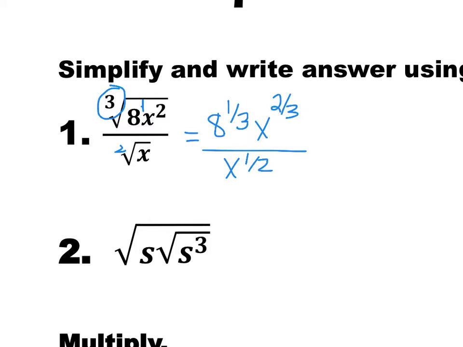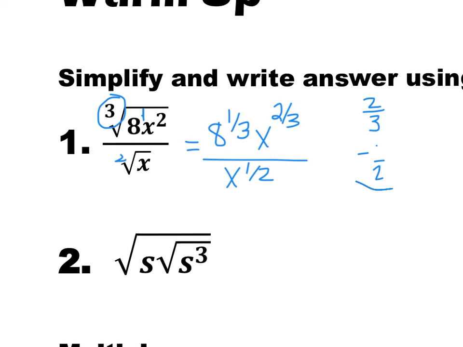1/2. Good. Do you guys see how we have an x on the top and x on the bottom? So that means we're going to subtract our exponents. So we're going to real quick go 2/3 minus 1/2. What's the common denominator? 6. So multiply 3 in the bottom, 3 in the top, so 3 over 6. 2 in the bottom, 2 in the top, so 4 over 6. 4/6 minus 3/6.